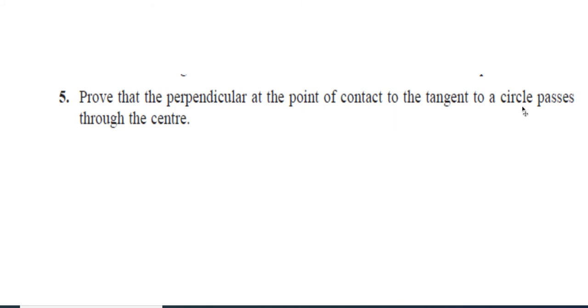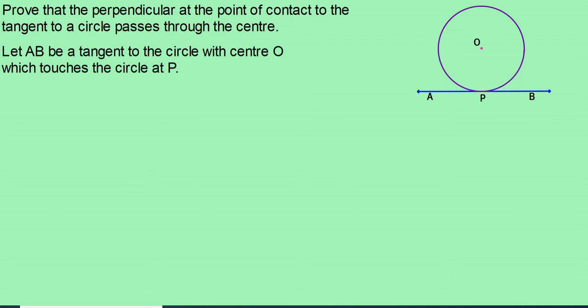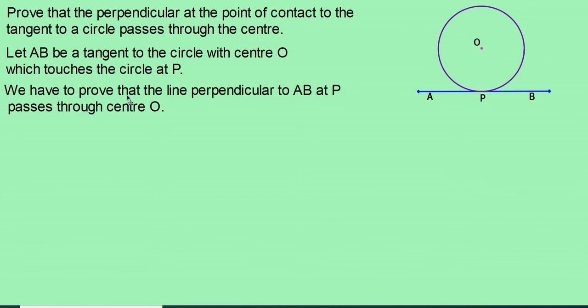Next question is: prove that the perpendicular at the point of contact to a tangent to a circle passes through the center. Let AB be a tangent to a circle with center O which touches the circle at P. We have to prove that the line perpendicular to AB at P passes through the center O. That is, if you draw a perpendicular through P, it will pass through O. That we have to prove. This we can prove by the method of contradiction.